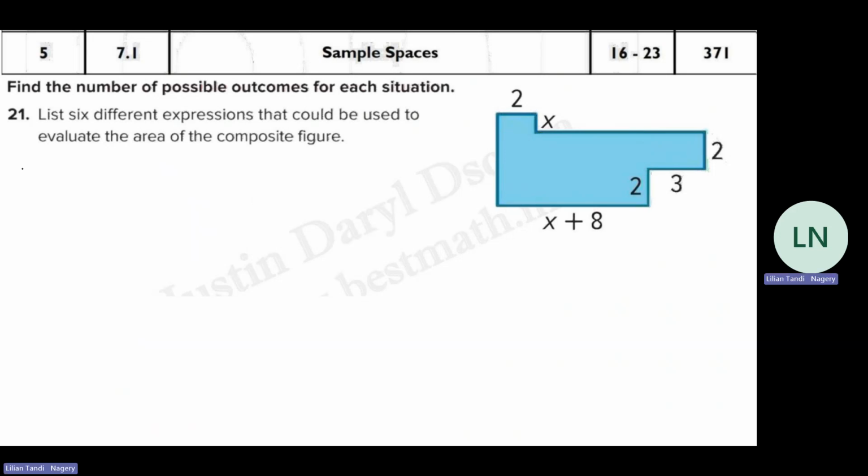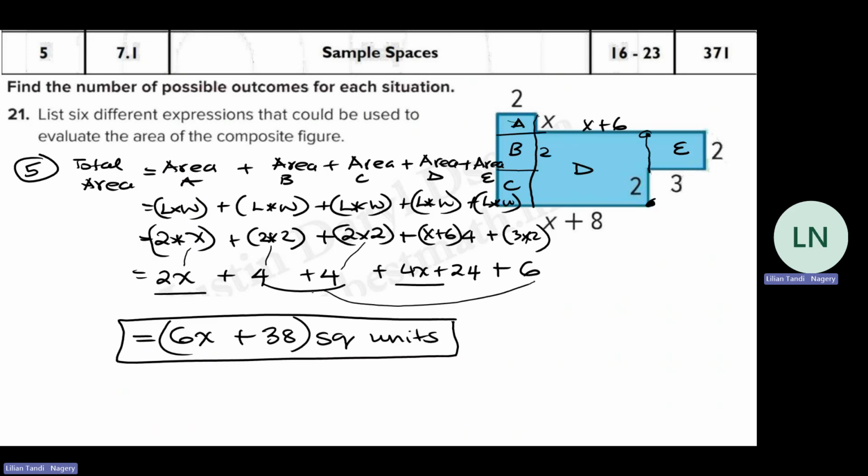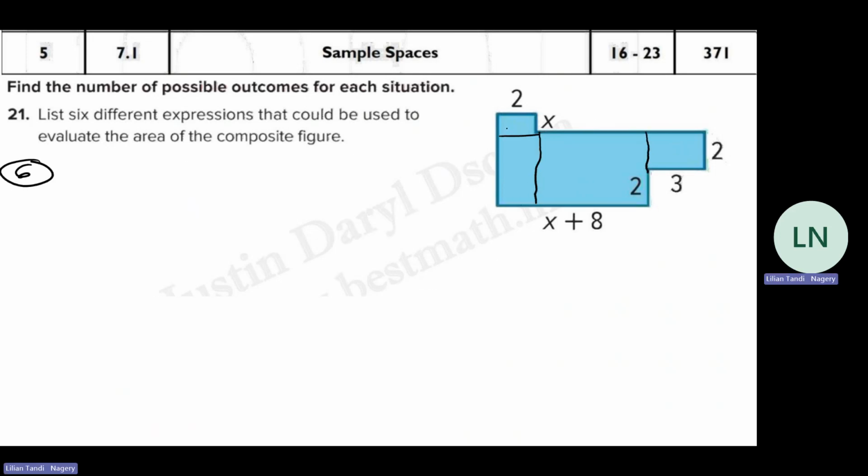Then my last partition, I did it here, and I did it here, and then I did it here. How did I do 5? Okay. All right. So now I have A, B, C, D. So I do total area equals area A plus area B plus area C plus area D.